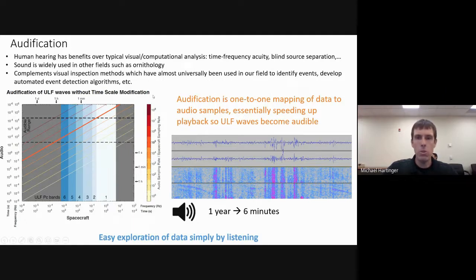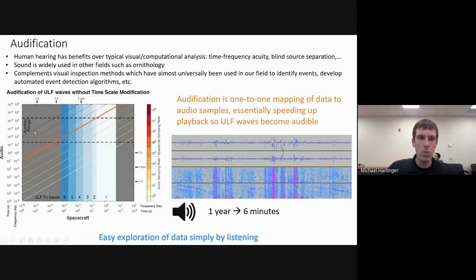So what we'll be doing specifically is a particular type. Sonification is a broad term that talks about using sound to represent data. We're doing audification, which is a subset of that methodology, which is just a one-to-one mapping of data to audio samples. And in our case, it's essentially just speeding up the playback so ULF waves become audible, with one twist that I'll talk about a little later.